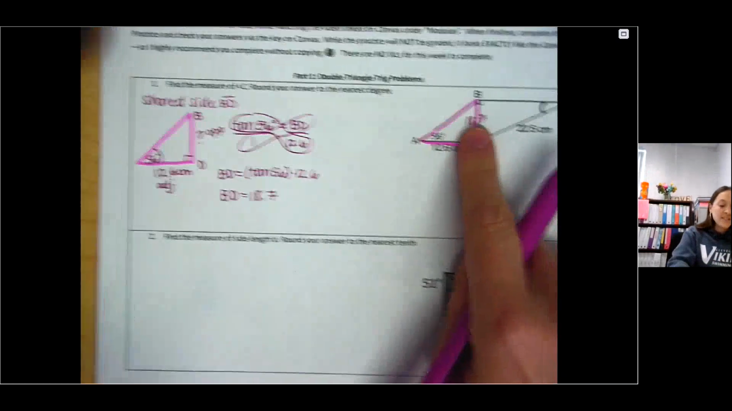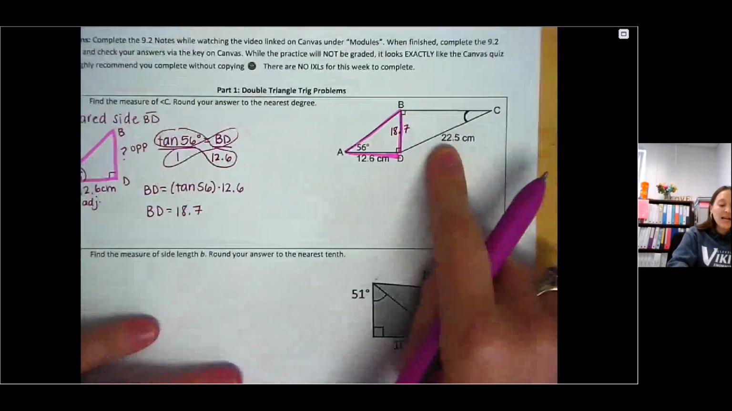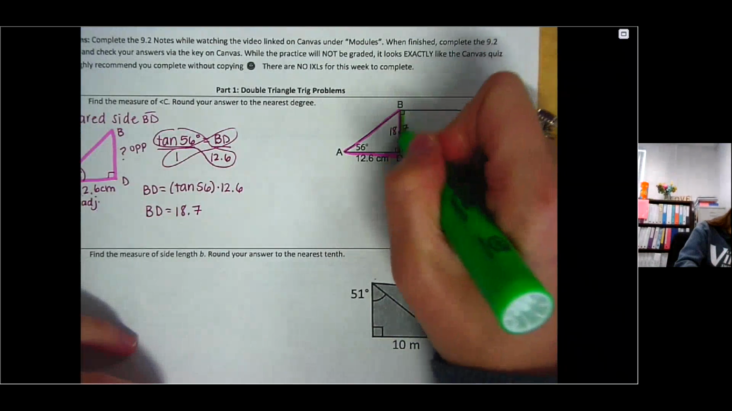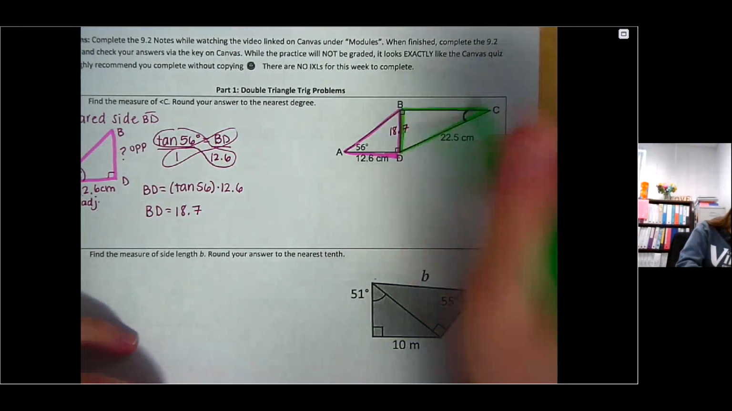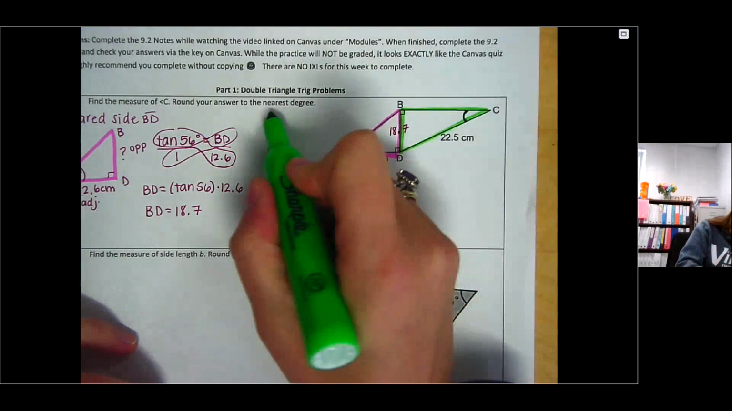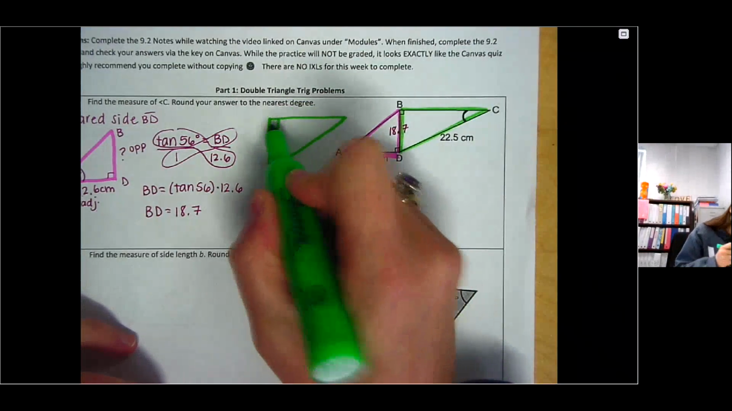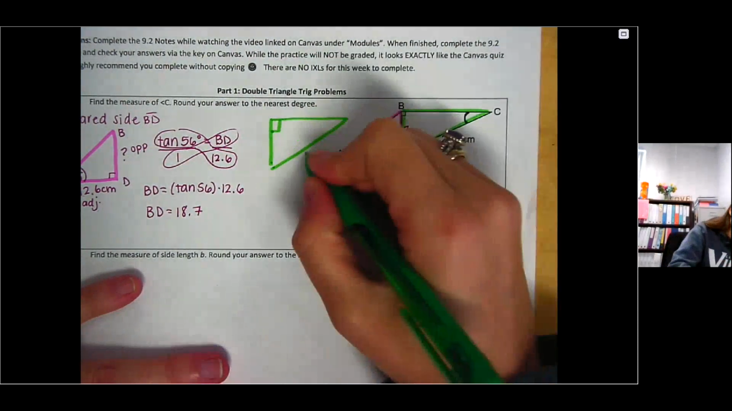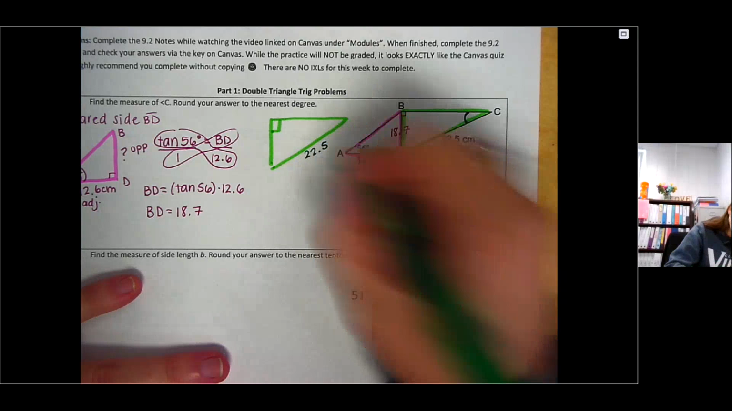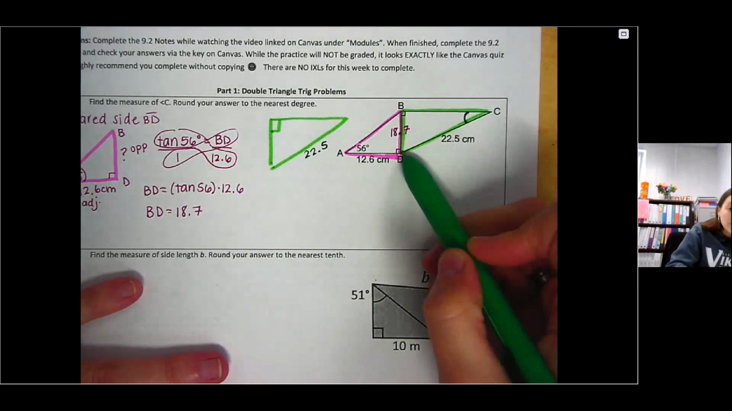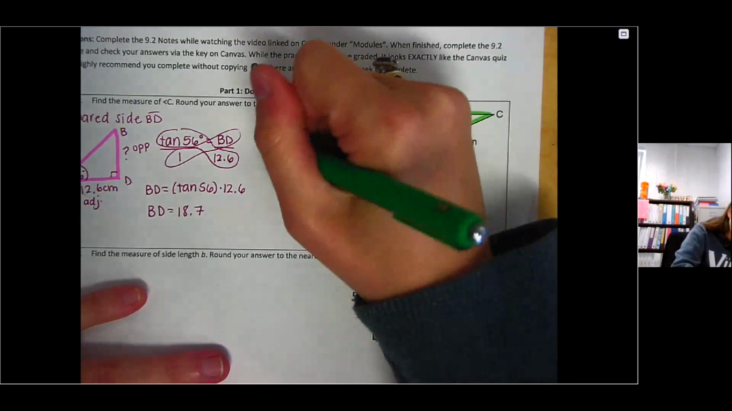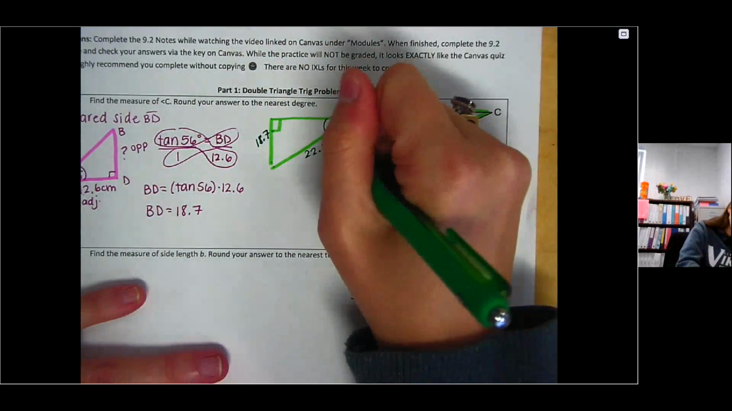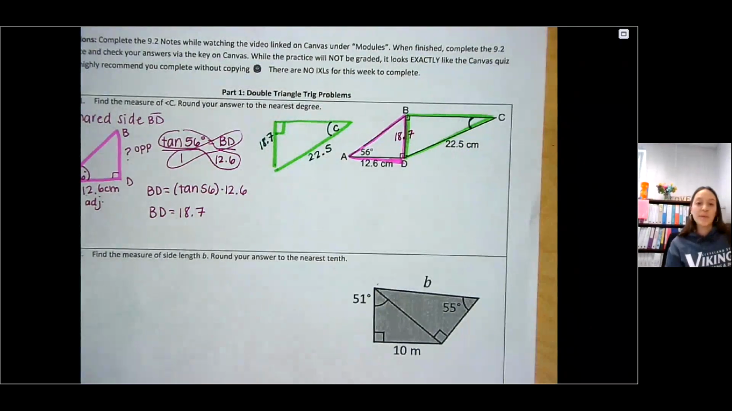Now that I have this side and I have a second side over here, I can now figure out what angle C is. So now I'm going to look just at the triangle on the right. And again, I'm going to redraw it over here individually to kind of help myself out. So I know that this side across from the 90 is 22.5. I know this side BD, that's what I just solved for. That's the 18.7. So I'm plugging in my answer there. And I'm trying to figure out this angle C right here. So that's what I'm trying to determine.